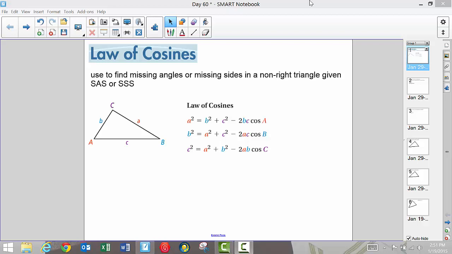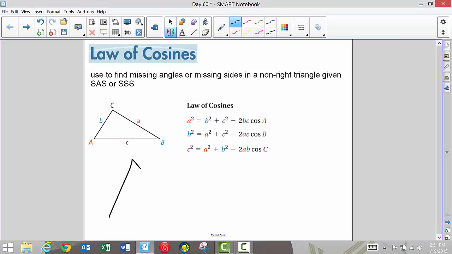Here are the notes on law of cosines, which you also use for non-right triangles when you're solving for a missing side or a missing angle. Here you're going to use it when you have side angle side or side side side. So to give you a quick review on what side angle side looks like: if you have a triangle and you have a side, an included angle, and another given side, that's side angle side.